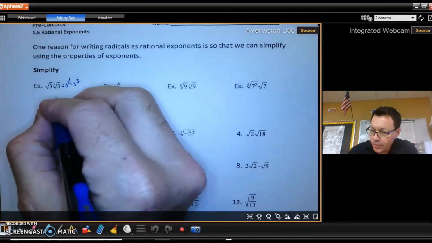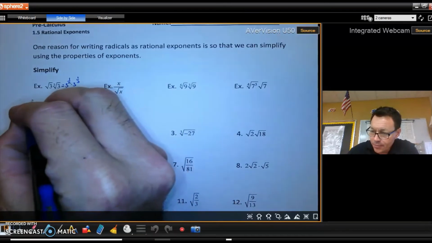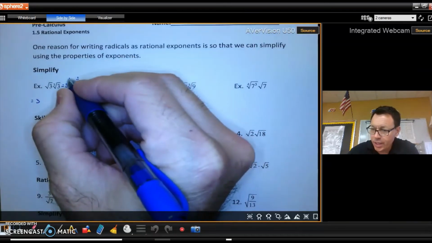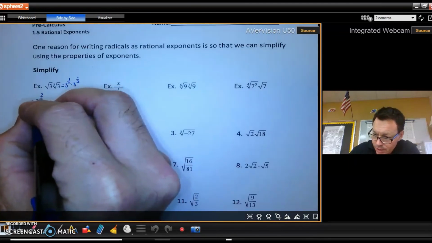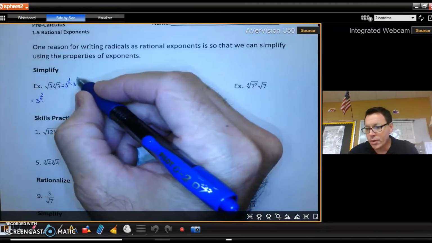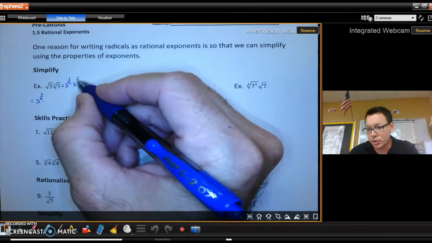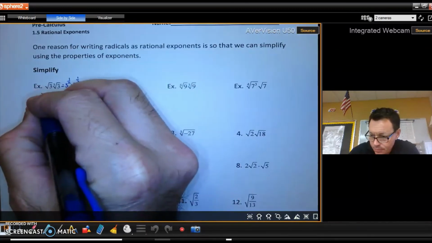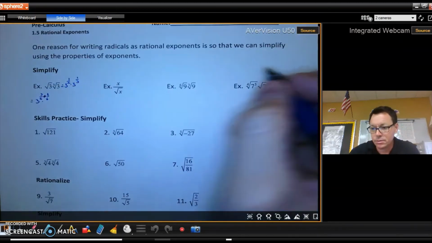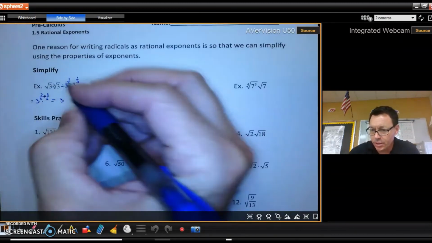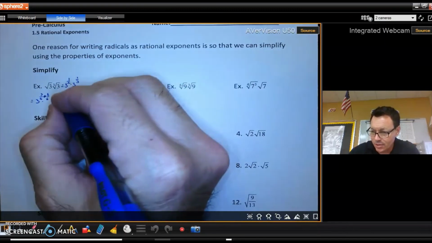So this would be 3 to the 3/6. That'd be 1/2, so 3/6. And then 1/3 would be 2/6. Multiply both of these by 2. Plus 2/6, which is going to give me 3 to the 5/6.